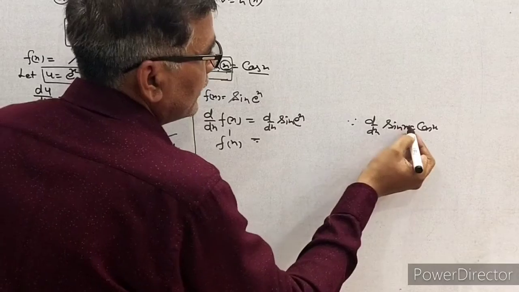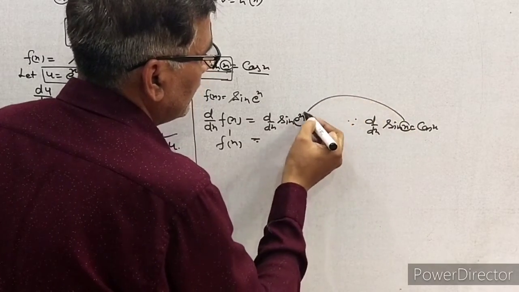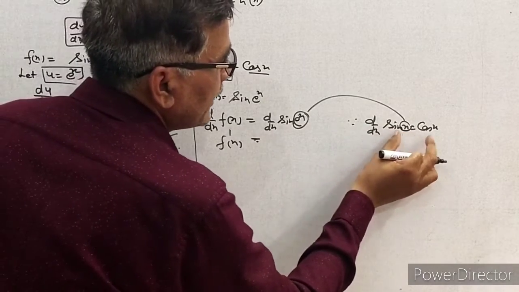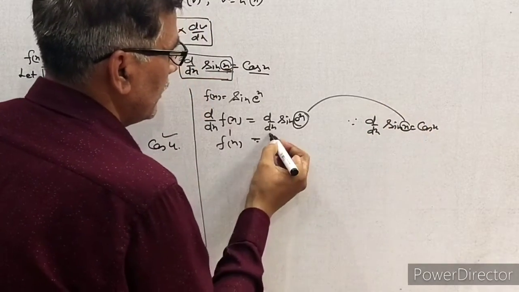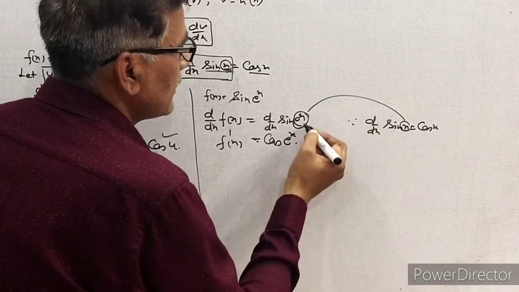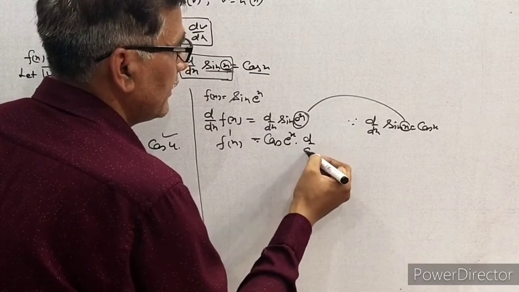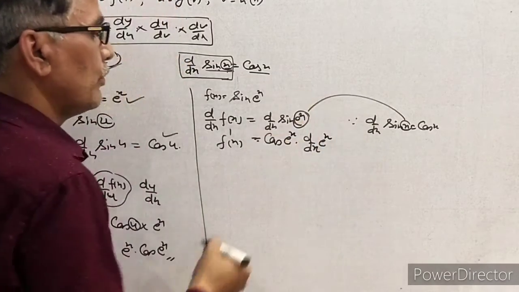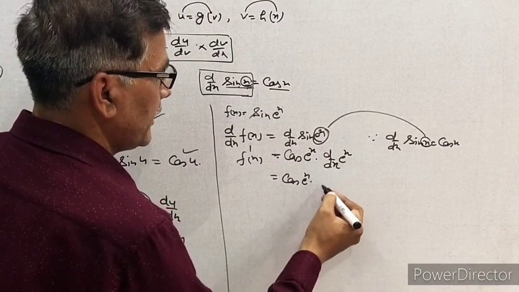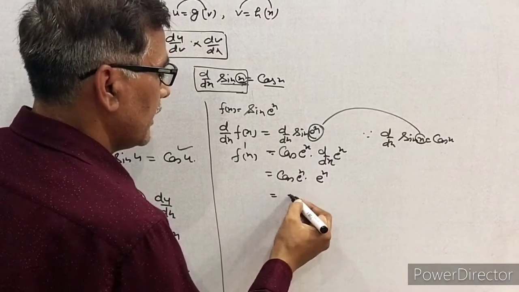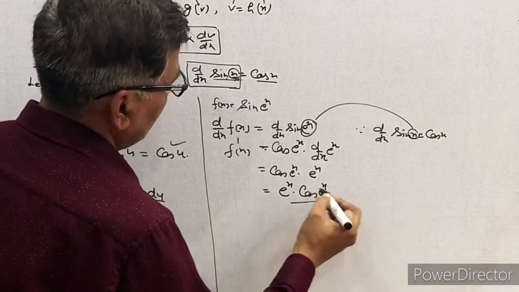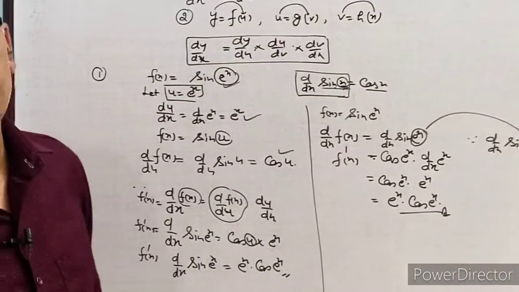Now let us consider that x is e^x. So differentiate in the same manner as we did here. This becomes cos(e^x), and the new function e^x is again differentiated with respect to x. So we have cos(e^x), and the derivative of e^x is again e^x, and we can write this as e^x cos(e^x). This is all about this first example.